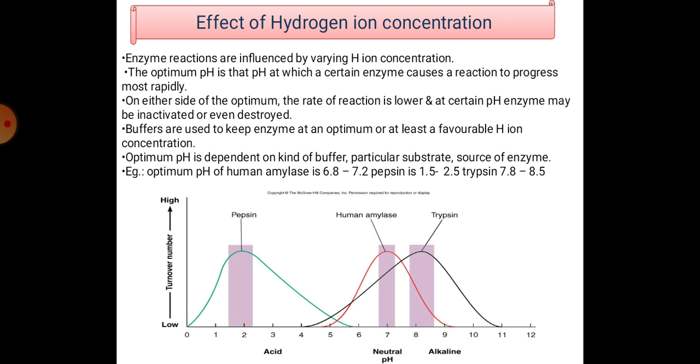Examples are: optimum pH of human amylase is 6.8 to 7.2, pepsin is 1.5 to 2.5, and that of trypsin is 7.8 to 8.5. Within this optimum pH range, the enzyme activity is maximum.